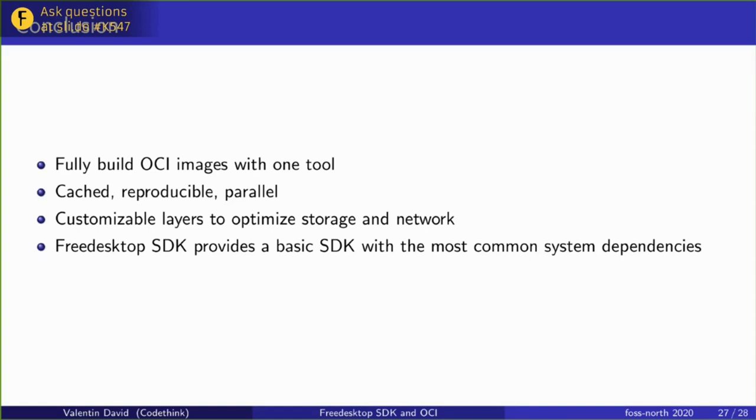You can customize your layers to optimize the storage and network. So it's a bit better than just importing a tar file as just one layer. And also you have your configuration that is in your BuildStream project. You don't have to have configuration anywhere else. You don't have to have an extra Docker file to have extra configuration.